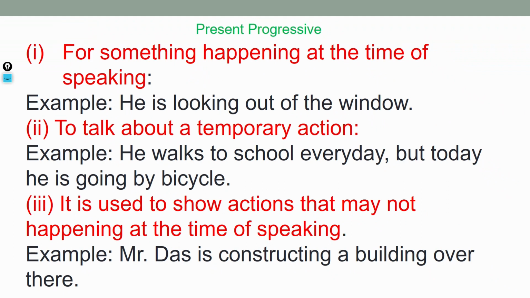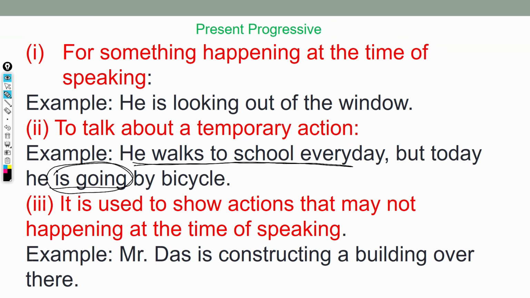Temporary action: he walks to school every day, but today he is going by bicycle. It is a temporary action. You see how it is a temporary action. He walks to school every day. It is usual, it is a habit, but today he is going by bicycle. He is going, so it is the present progressive there. Going by bicycle, it is the present progressive.